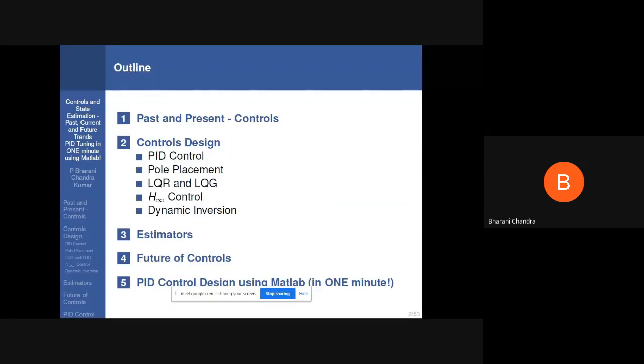So this is the outline of the talk. I will start with a brief introduction to the past and present controls. And these are some of the control designs I will be discussing very briefly. I will not go into much detail. And the key estimators which have been used in the industry and by academics for the past few decades. And then the future of the control systems. What is the future of the controls? And finally, I will conclude with the hands-on session on PID control design using MATLAB in 1 minute.